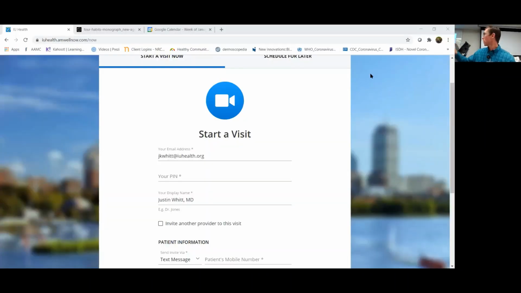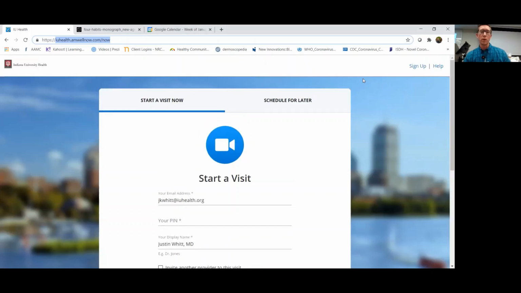All right, so with that, we want to pull up Amwell. And I am sharing my screen up here. The way that you get to Amwell Now is this address right here, iuhealth.amwellnow.com/, and I don't think you have to type the /now. If you type that in, it will pull you up to a screen that looks kind of like this.